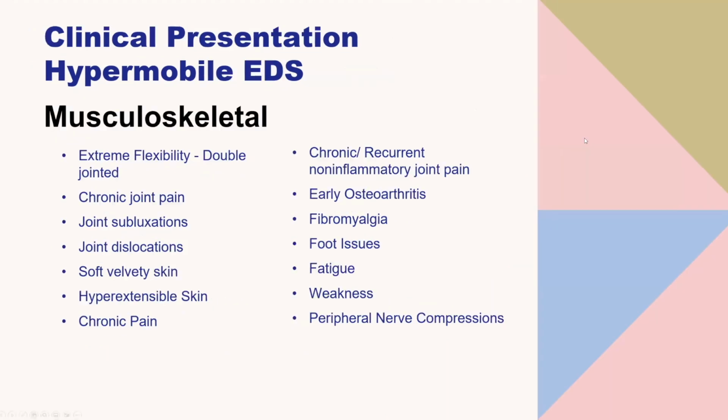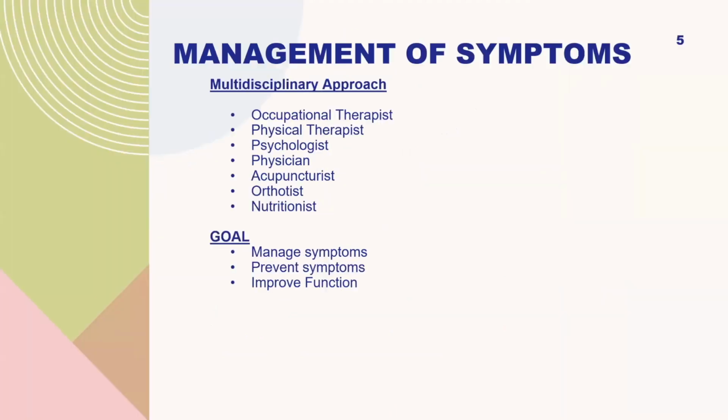So what we're going to cover are some of the musculoskeletal conditions that we are all familiar with, including subluxations, dislocations, pain, weakness, fatigue, and non-inflammatory joint pain. Next slide. So managing the symptoms. We use a multidisciplinary approach of an occupational therapist, physical therapist, psychologist, physician, acupuncturist, orthotist, and nutritionist. And our goals are to prevent symptoms, improve some function, as well as manage the symptoms.